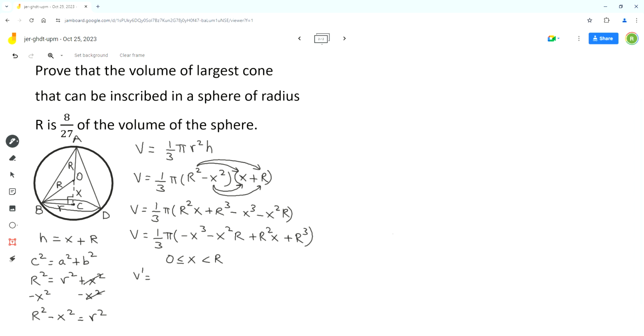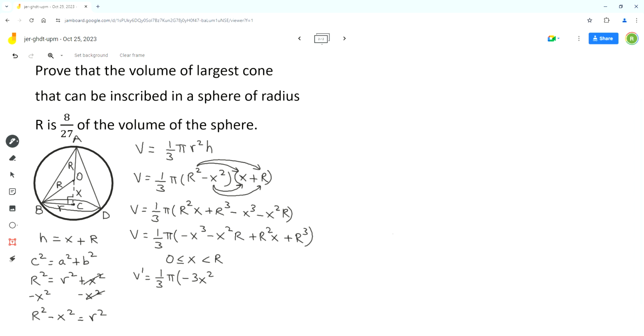Now 1 over 3 pi is a constant, so it will stay as it is outside the parentheses. We have to find the derivative of the terms in the parentheses. For the first term, minus x cubed, we can use the power rule. So minus will stay as it is. The derivative of x cubed is 3x squared as per the power rule.